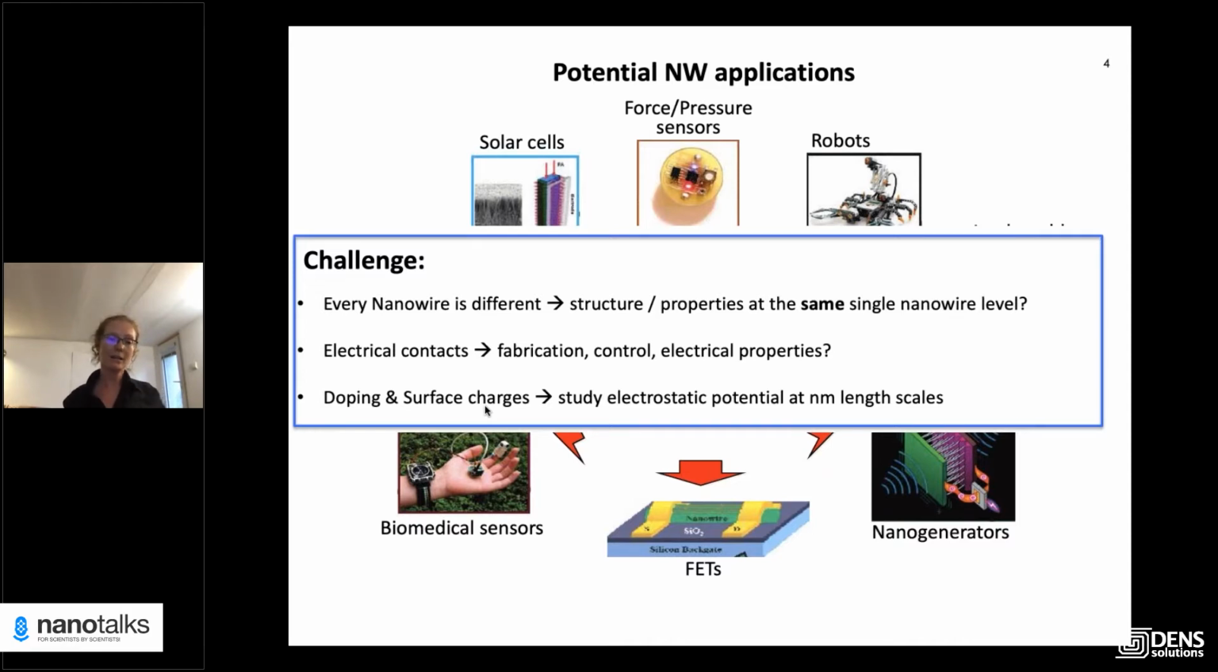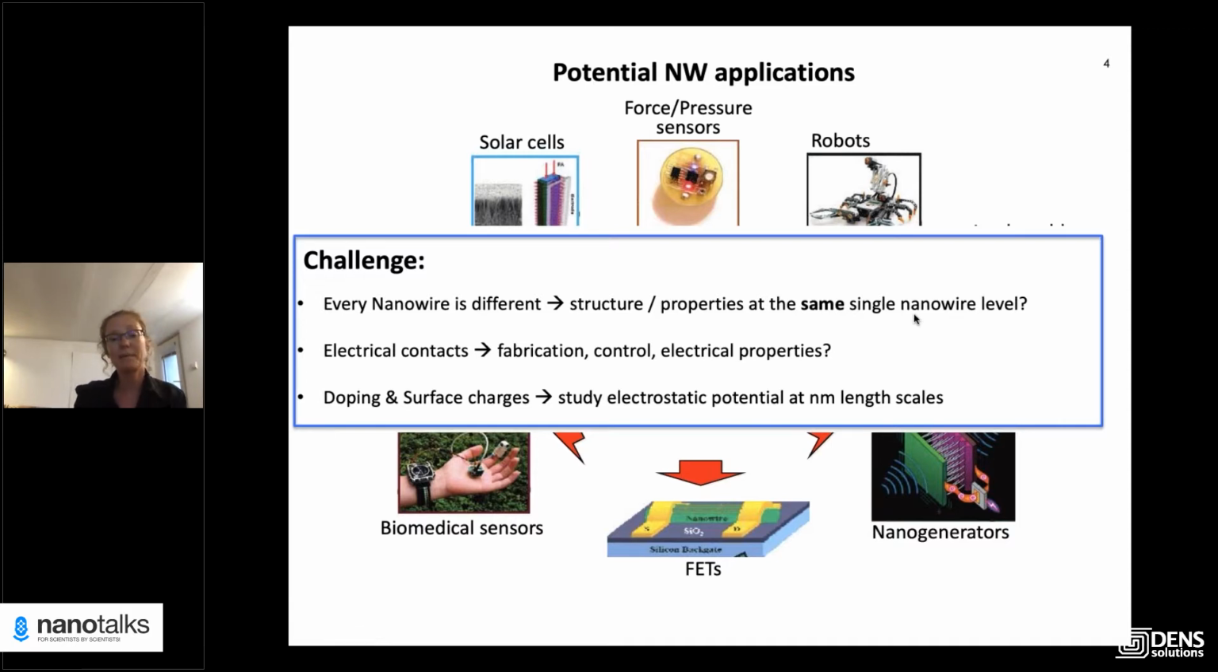With today's state-of-the-art growth and synthesis methods, we can have the problem that each nanowire can be slightly different, while they should be, of course, nominally identical. And to shed light on this issue, it can be very interesting to do a structure-properties correlation at the level of the same single nanowire.